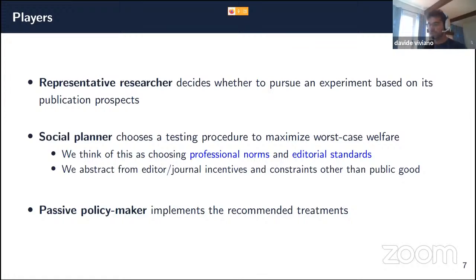And finally, there is a third player, which is, however, passive. The third player is the policymaker. The only thing that the policymaker does is that she reads the research, which has been written by the representative researcher, and then implements the treatments recommended by the researcher.